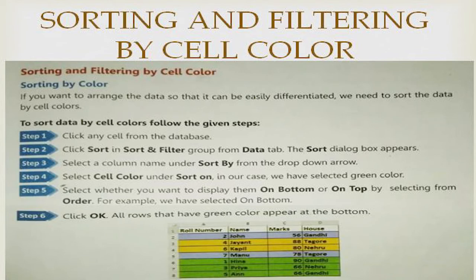For example, we have selected on bottom. All green color should come at the bottom. So you can see in the picture here, all the green colors are down, and click OK. All rows with green will appear at the bottom. Now let us have a look at a small video.